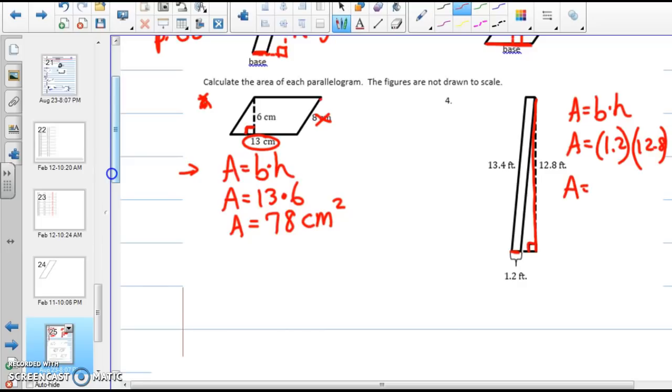You should have used a calculator, and when you multiply 1 2/10 times 12 8/10, you should get 15 36 square feet. That is your answer for number 4. If you missed it, I need you to pause it and correct your work.